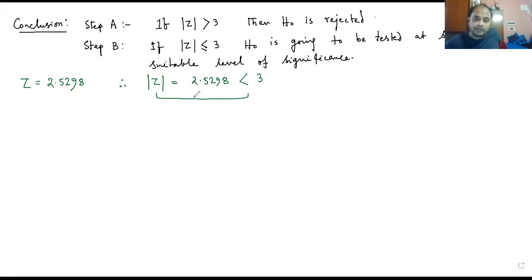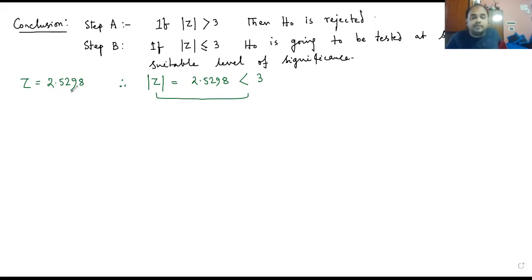Okay, forget about it. Mod Z is less than 3. So here we are going to accept the null hypothesis temporarily. Now here we have to choose a suitable level of significance. The suitable level of significance is already mentioned in the problem. They have asked us to test the hypothesis for 1% level of significance.